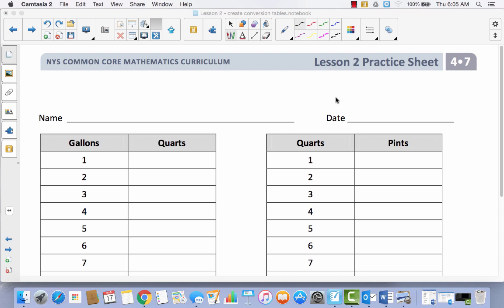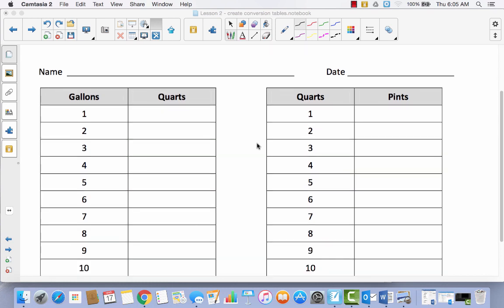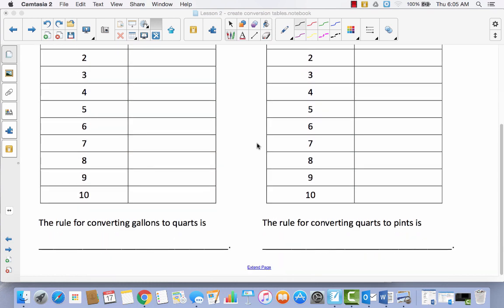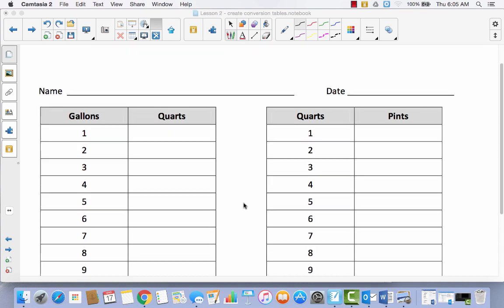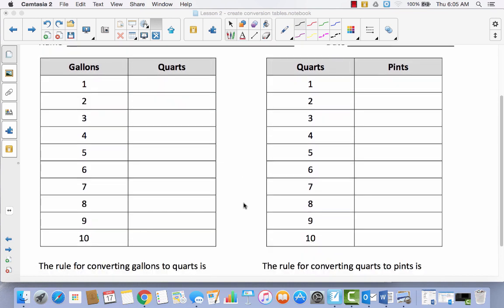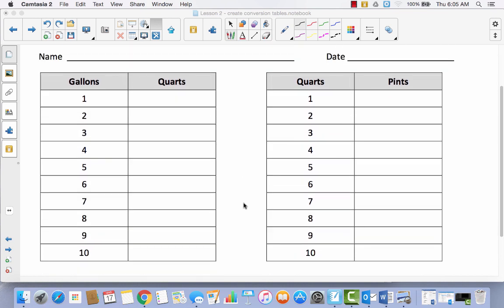I want you to go ahead and get out your lesson 2 practice sheet, and you can tell we're going to be talking today about gallons and quarts, quarts and pints, and we're also going to be talking about pints and cups. Now, there is a really fun practice that I want you to do on Symbaloo that will help you to learn a little bit more about gallons and quarts and pints and cups that could help you to remember these conversions a little bit easier.